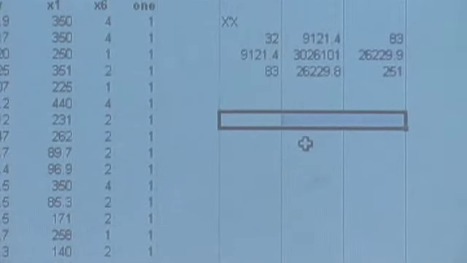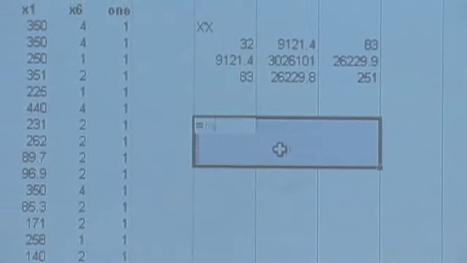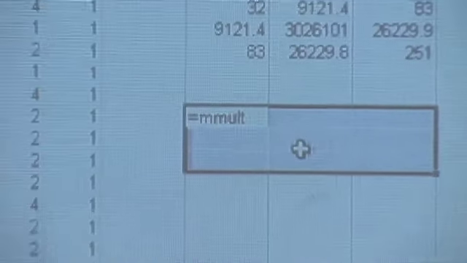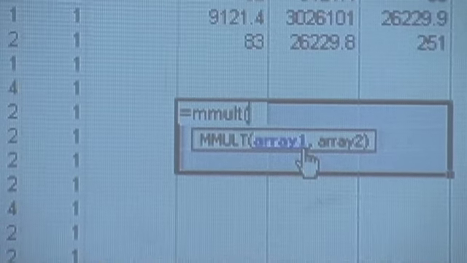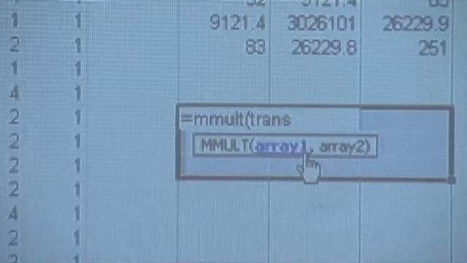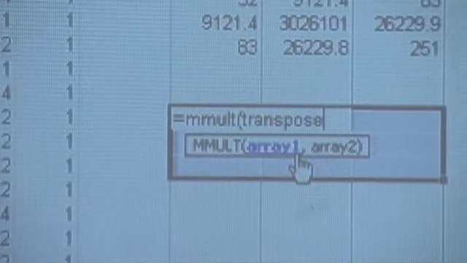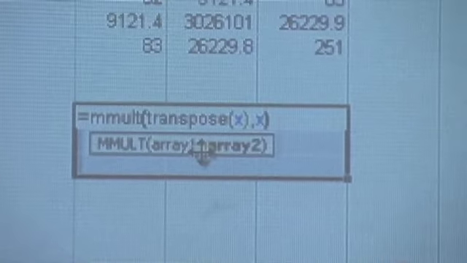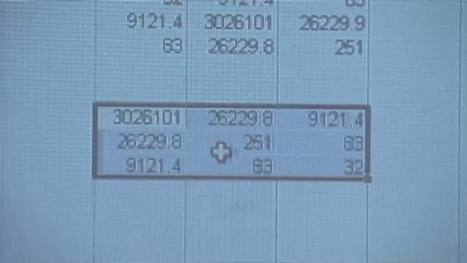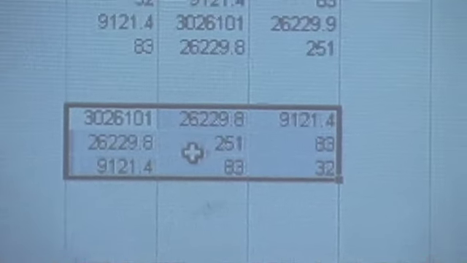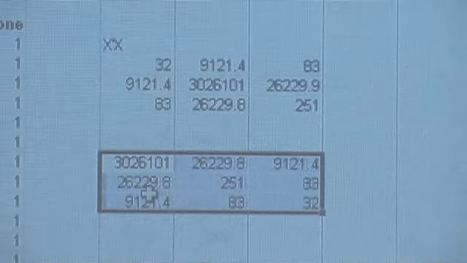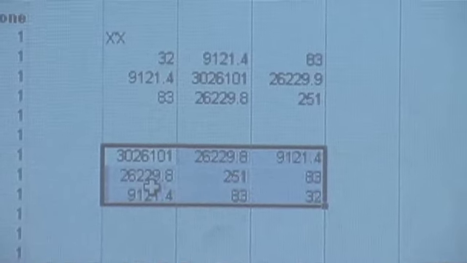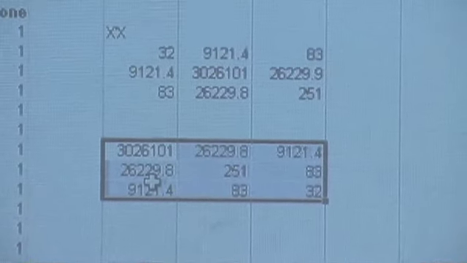So I want to highlight, I know I'm going to result in a 3 by 3, so I have to highlight the 3 by 3, then type equals MMULT of the transpose of x, comma x, and I think it's Control-Shift-Enter, and that gives me x prime x. It's the same matrix, only permuted because the columns were different. So that's the easy way to do it. Shift-Control-Enter was the key for the array formula.